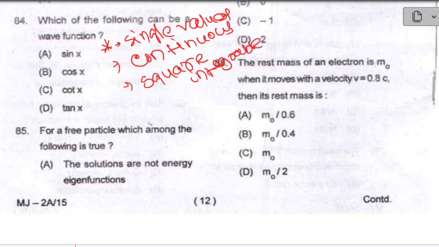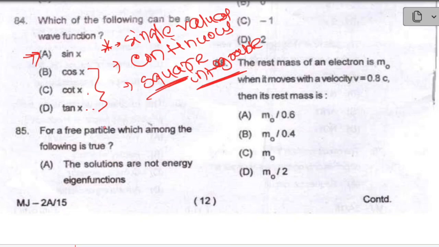That means the integral over all space will have a finite value. So you can check only sin x is satisfied, because cos x does not satisfy the normalization condition. So only sin x is acceptable here. That is the wave function.